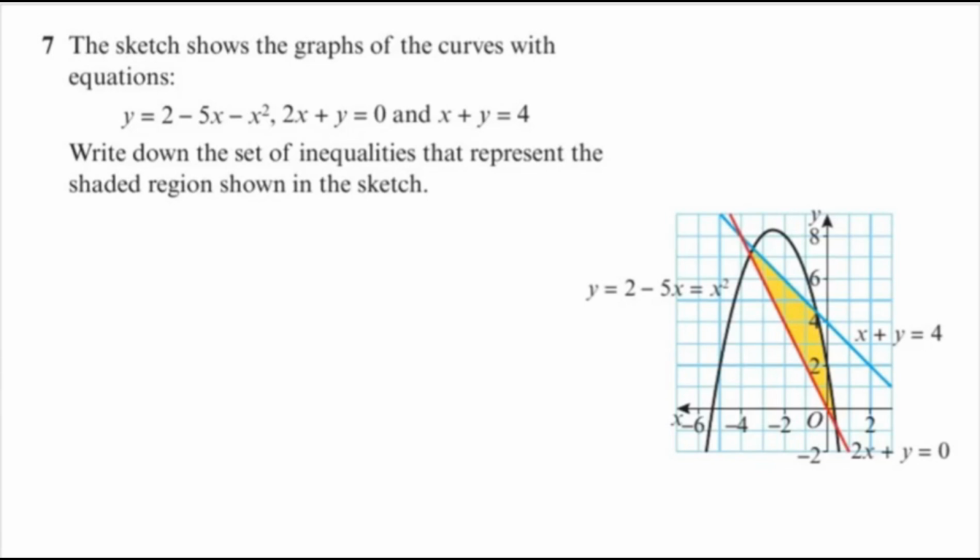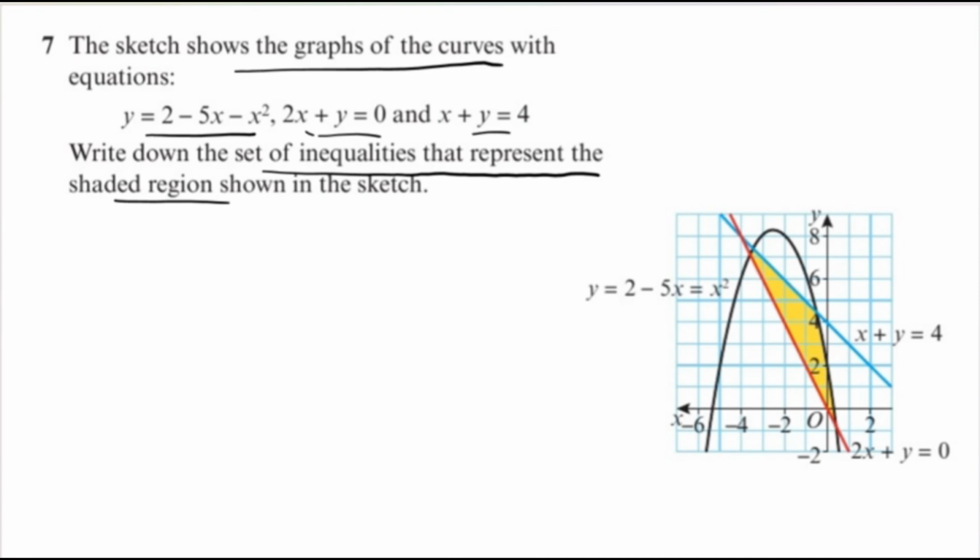Question number 7. Sketch the graph of the curves with equation. So we have 3 inequalities. This is quadratic and these 2 are linear. And you can see in the graph also we have these 3 inequalities. Here we have to just write the set of inequalities that represent the shaded region. So we don't have to find the intersection point, we just have to write the inequality sign.